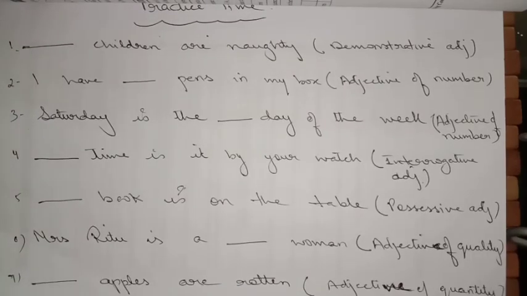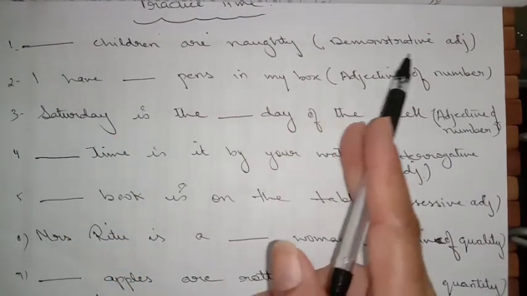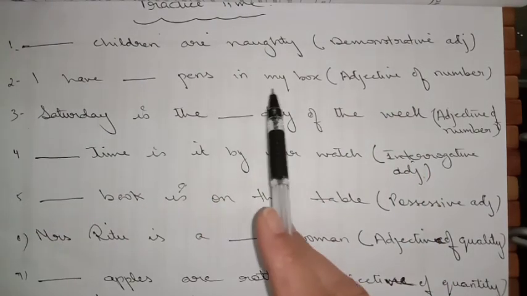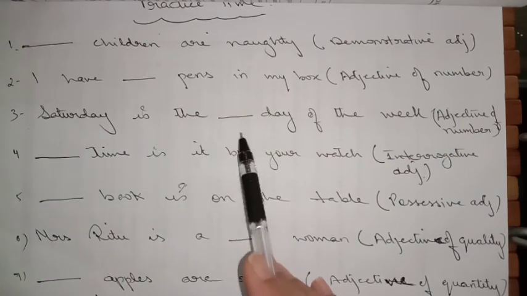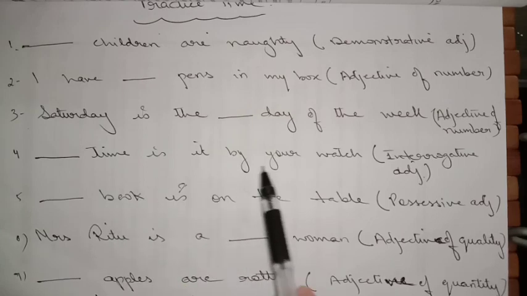Now this is a practice time for you. Go through the sentences and leave your answers in the comment box. The first one is dash children are naughty. You have to fill up with the demonstrative adjective. Second, I have dash pens in my box. Adjective of number. Saturday is the dash day of the week. Adjective of number. Dash time is it by your watch.